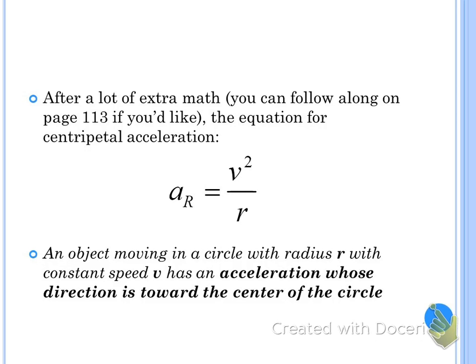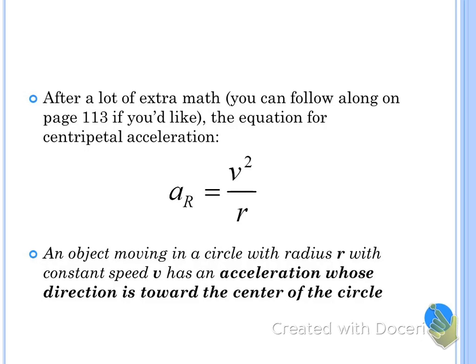What this equation tells us, in plain words, is that an object moving in a circle with radius r and constant speed v has an acceleration whose direction is toward the center of the circle. That is a little bit less clear for us, but we need to understand that as we have these objects moving in a circular path, if I move that object at the same speed but decrease the radius, what happens to my acceleration? It increases. As I decrease my radius, as this number gets smaller in my denominator, my acceleration increases. I'm covering a greater chunk of the circle in the same amount of time.